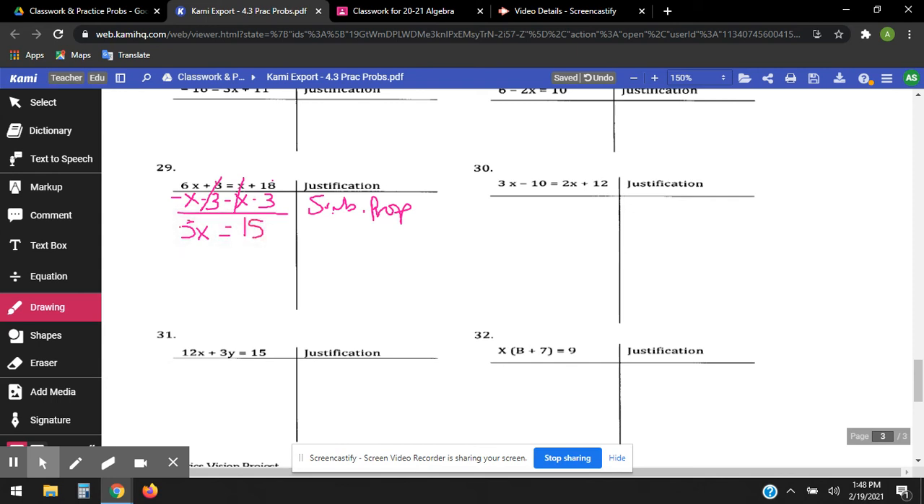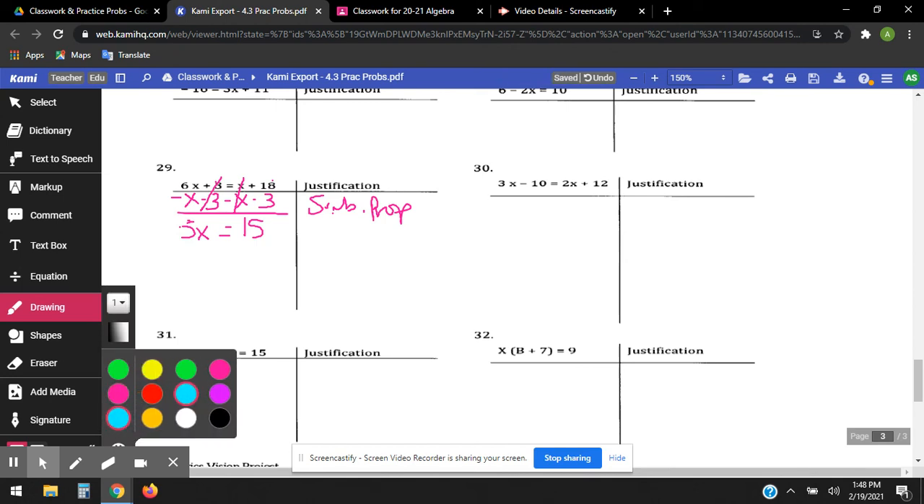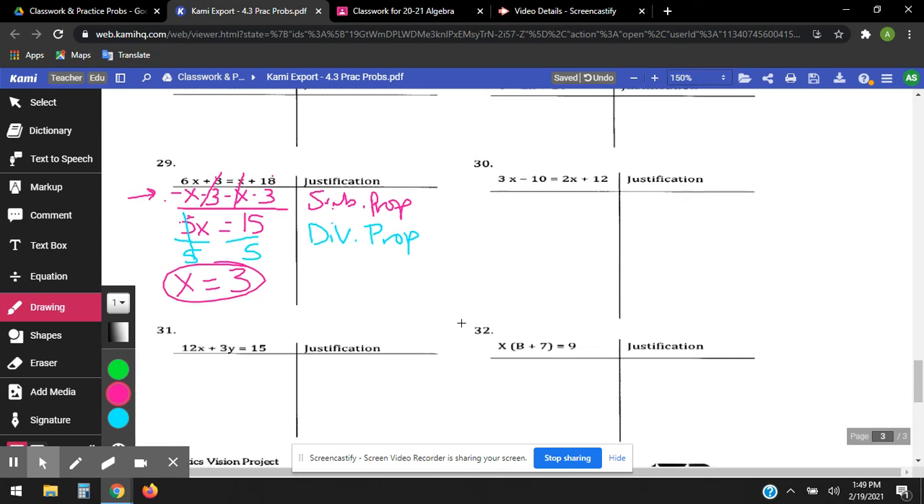So now I'm left with 5x equals 15. To undo a times 5, I'm going to divide by 5. So that's a division property. And that leaves me with x equals 3. So that's how you can do that. If you would have done this row in 2 steps, you would have had 2 subtraction properties: a subtraction property for the x's, and a subtraction property for the 3's. So you can choose how you do that.